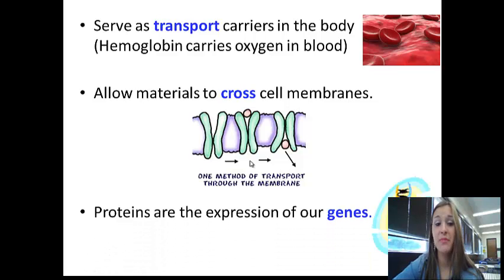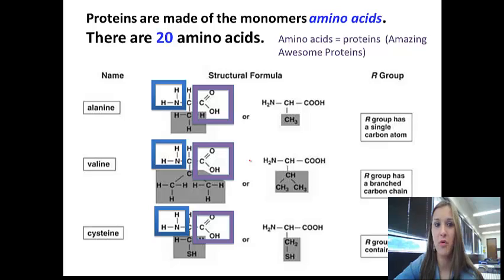But mostly, proteins are the expressions of our genes. Our genes, our DNA, tells our body what proteins to make. Tells our body to make my blonde brown hair, to make my skin color this color, and to make more skin cells. So proteins are very, very important.